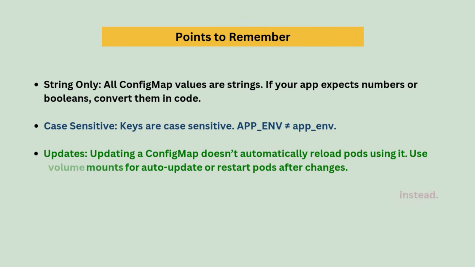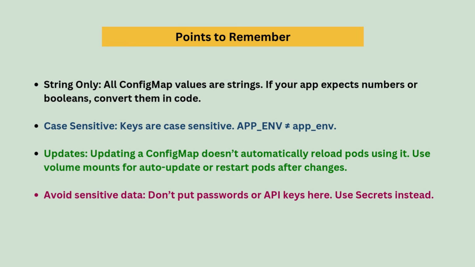Now, let's note down some important points that you need to remember. The first one is string only. All config map values are strings. If your application expects numbers or booleans, convert them in code. Number two is case sensitive. Keys are case sensitive, like capital letter app environment is not the same as small letter app environment.